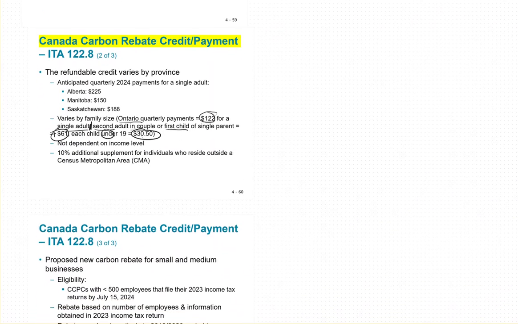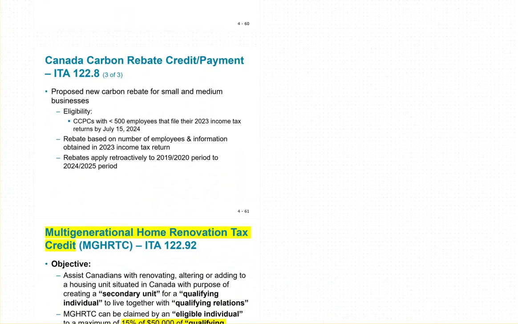Now, 10% is an additional supplement for individuals that reside outside the census metropolitan area. So if you think about it, some provinces give you the CMA, the census metropolitan area, that's what it's called, you get an extra 10%.